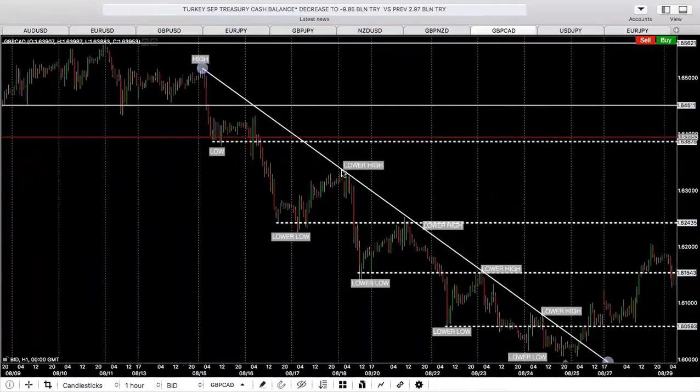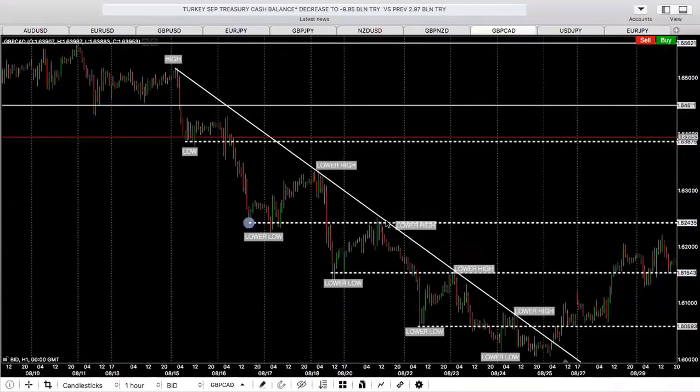So 2 points, write this down. 2 connecting points start a trend, okay? 3 connecting points confirm a trend, okay? 3 connecting points confirm a trend.